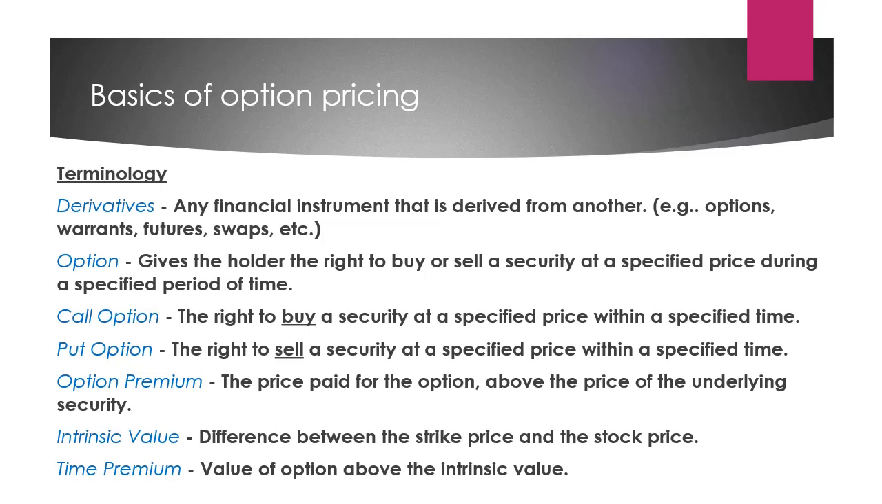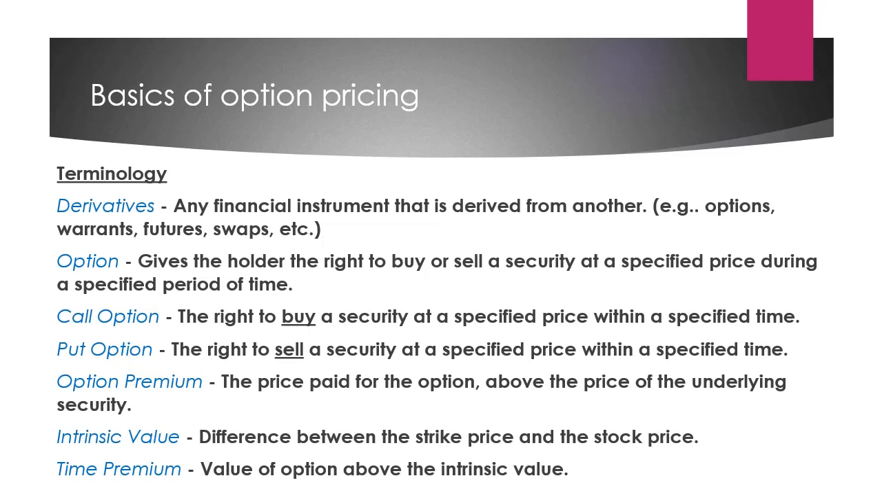Among the types of options is the call option. A call option is the right to buy a security at a specified price within a specified time. A put option is the right to sell a security at a specified price within a specified time. Option premium, on the other hand, is the price paid for the option above the price of the underlying security.